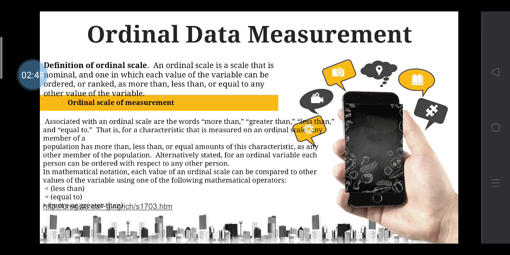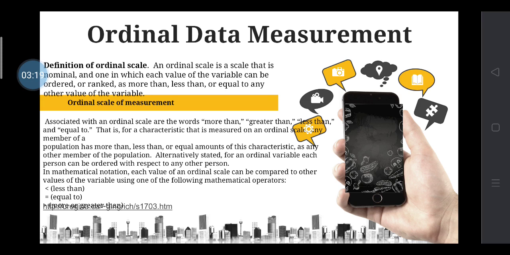So we're going on to ordinal data measurement. Definition of ordinal scale. An ordinal scale is a scale that is nominal and one in which each value of the variable can be ordered or ranked. Ordinal data or variable have the level or qualities which are equal to any other value of the variable.